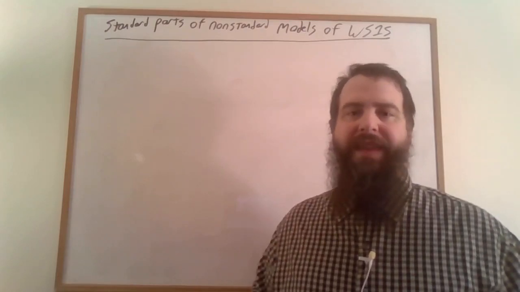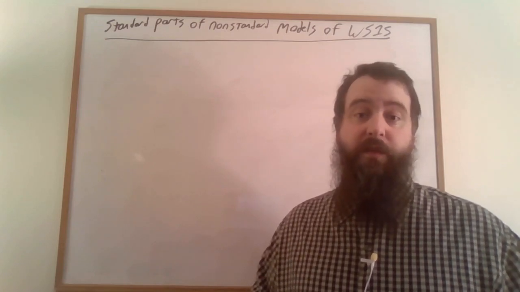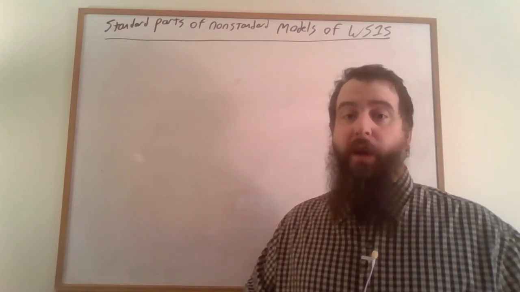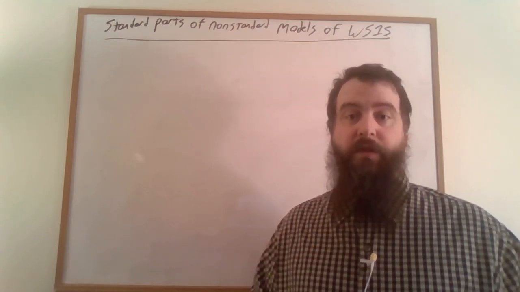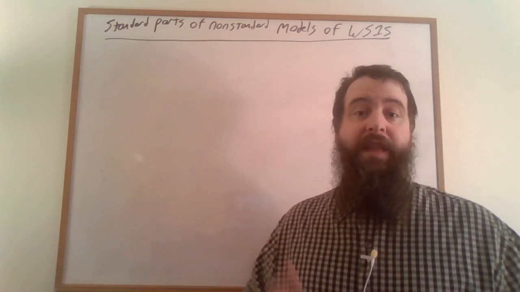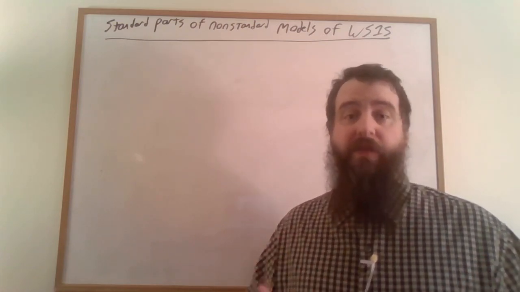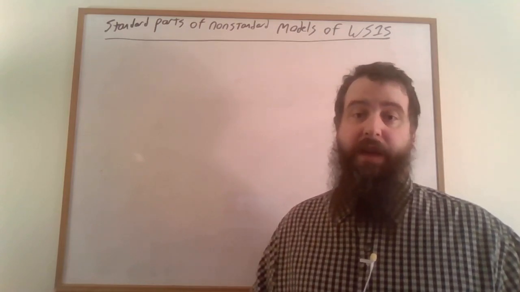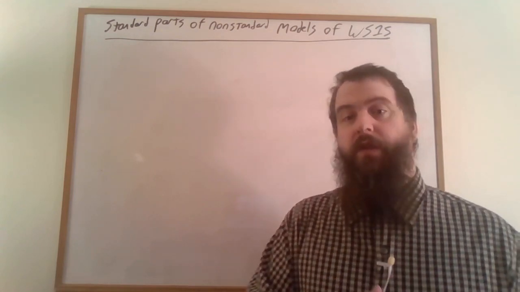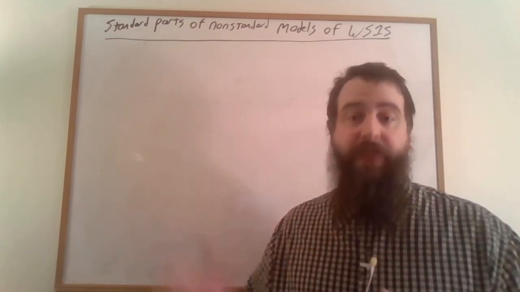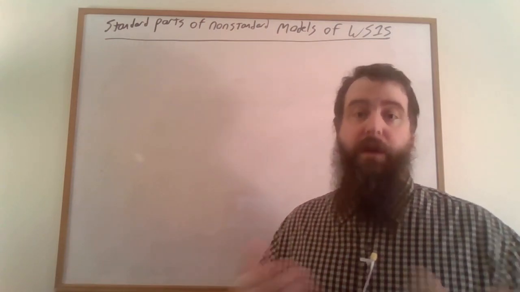Hello, in this video I'd like to start investigating the second order parts of non-standard models of WS1S. We already know everything that we could know about the possible first order parts of non-standard models of WS1S. We know that they necessarily have to be woozles and that any woozle can be turned into a non-standard model of WS1S. So the question is now, if we have some woozle for our first order part, what possible collection of subsets of that woozle can form the second order part of a non-standard model?